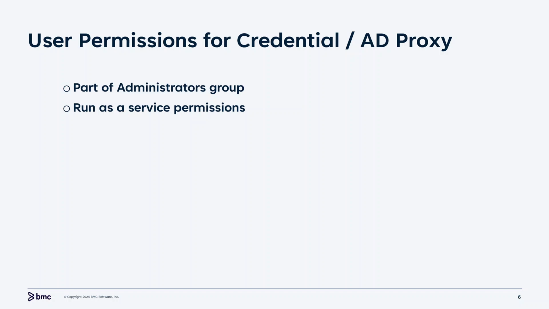The user that you will be using to perform discovery using the credential or AD proxy must be a part of the administrators group. It should also have the permissions to run as a service because, as we mentioned earlier, when you install the credential proxy or AD proxy and add a credential in it, a service is created on the specific server and it runs as a service. So that is why the run as a service permission is mandatory.